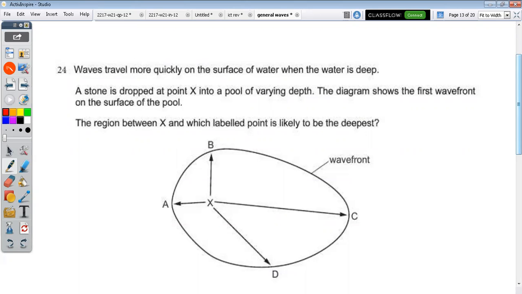Waves travel more quickly on the surface of water when the water is deep. I think I'm answering the question. Can you send me the recording again? I'll send you.